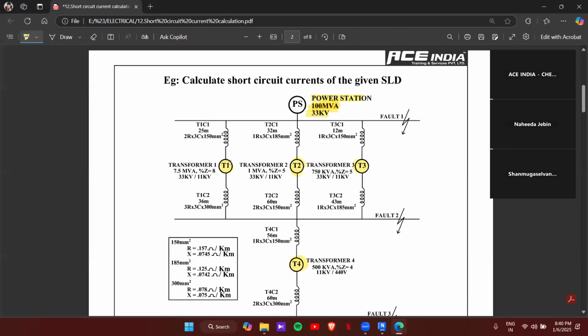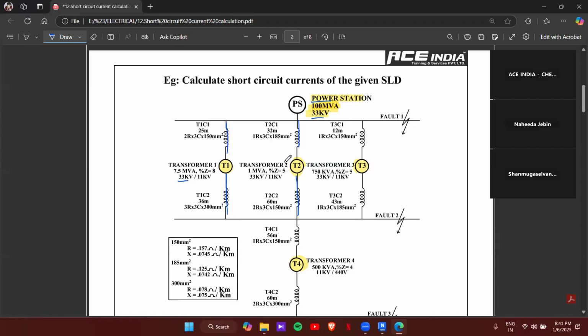So here we have the power station, then four transformers, and cables connecting each transformer. So we have T1 C1, T1 C2, T2 C1, and T2 C2, meaning transformer 1, cable 1. This is the primary side of the transformer, and this one will be the secondary side. On the primary side, the voltage will be 33 kV, supplied from the power station. The purpose of the transformer is to step down the voltage, right? So on the secondary side, it will be 11 kV.